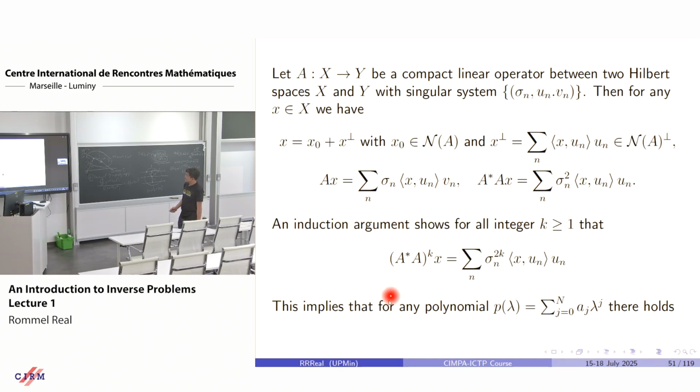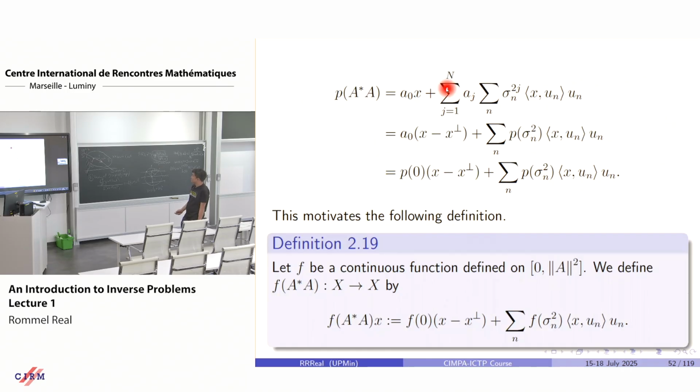In fact, we can generalize this further by considering any polynomial p of lambda, which is denoted by this one, that holds the following. So I'll just keep these computations here. And the point is that we can describe a function of the operator A star A, which is self-adjoint, because notice the adjoint of A star A is itself. And then if we let f be a continuous function defined on this interval here, then we define f of A star A by x to x. So that's from here.